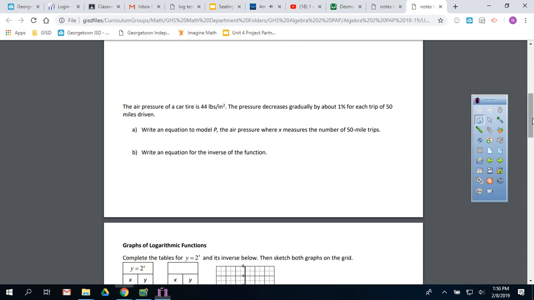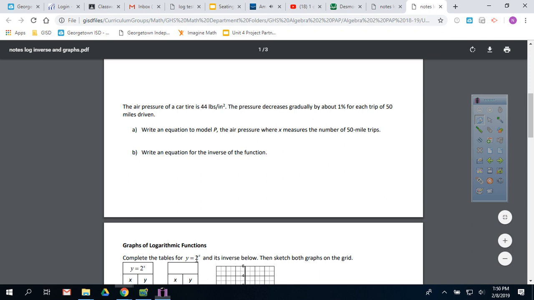So now, word problem. The air pressure in a car tire is 44 pounds per square inch. The pressure decreases gradually by about 1% for each trip of 50 miles driven. Write the equation to model P, the air pressure, where x measures the number of 50-mile trips. Alright, so if you have a tire leak, are you adding or subtracting? You're subtracting.